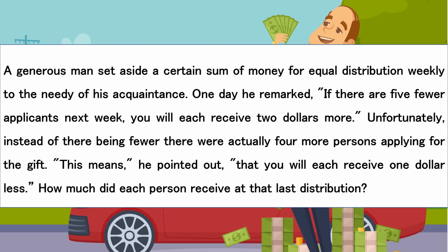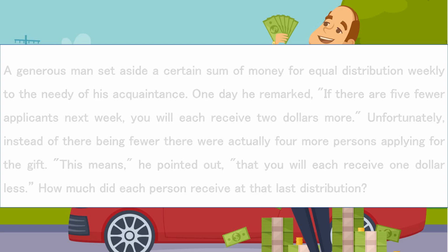A generous man set aside a certain sum of money for equal distribution weekly to the needy of his acquaintance. One day, he remarked, if there are fewer applicants next week, you will each receive $2 more. Unfortunately, instead of there being fewer, there were actually 4 more persons applying for the gift. This means, he pointed out, that you will each receive $1 less. How much did each person receive at the last distribution?